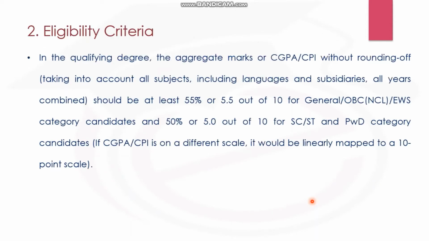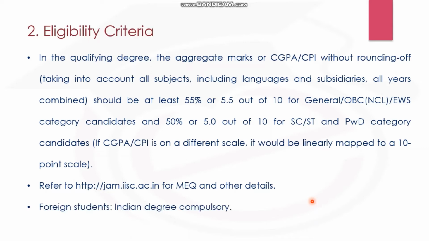And what is the eligibility criteria for that? You should have a qualifying degree with an aggregate mark of 55% or CGPA of 5.5 out of 10 for General, OBC and EWS categories, and an aggregate mark of 50% or 5 out of 10 for SC/ST and PwD candidates. And you have some educational qualification and eligibility requirements. For that I will provide a link. You can check in that. If you have some dual degree, you can check in that link. And for foreign students, you must have an Indian degree. That is the compulsory thing.